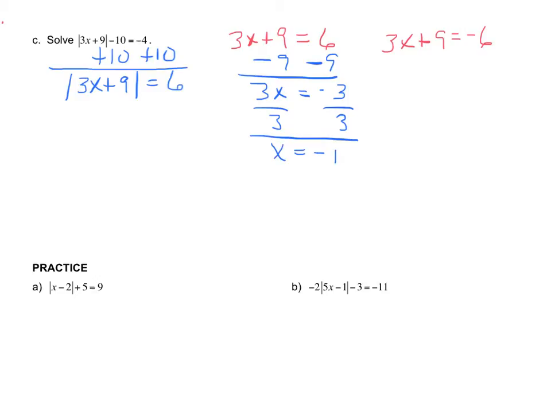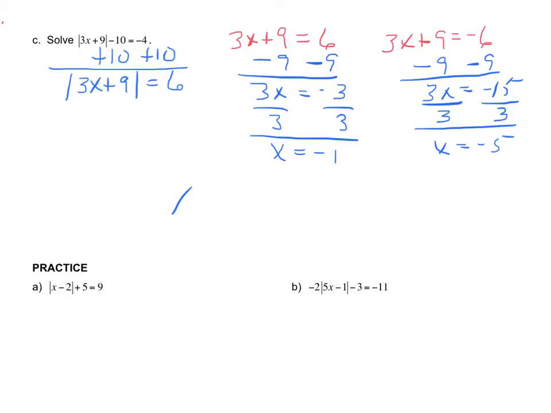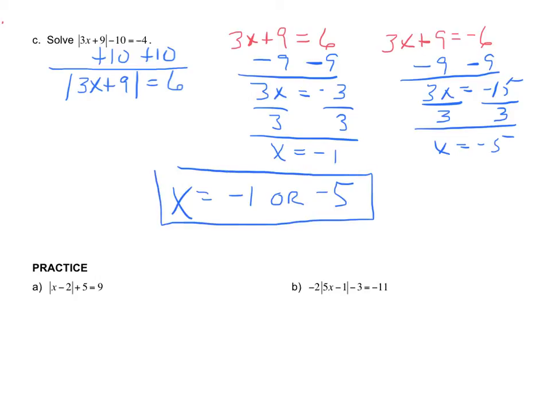On the next one, again, I need to move the 9 first, so I subtract 9 from both sides, and I get 3x equals negative 15. And again, to undo times 3, I divide by 3, and x equals negative 5. So my solutions to this problem are negative 1 or negative 5. Both of those will make this equation work.